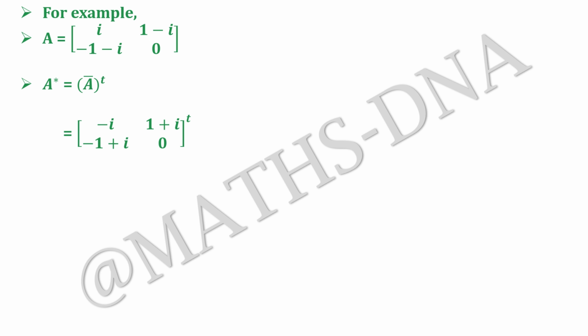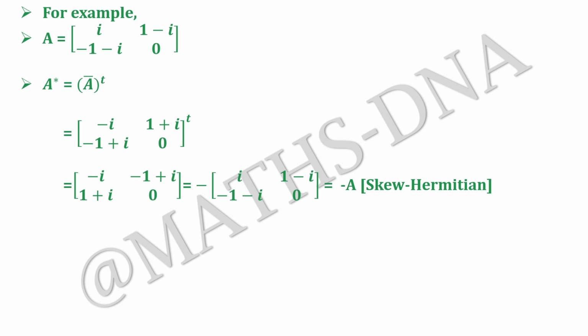We get A conjugate as minus i, 1 plus i, minus 1 plus i and 0. And then taking its transpose, we get minus i, 1 plus i, minus 1 plus i and 0. Taking minus as common, we get i, 1 minus i, minus 1 minus i and 0, which is nothing but minus A. Therefore, our given matrix A is a skew-Hermitian matrix.